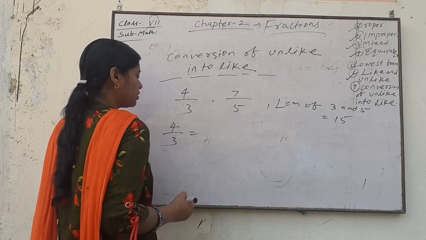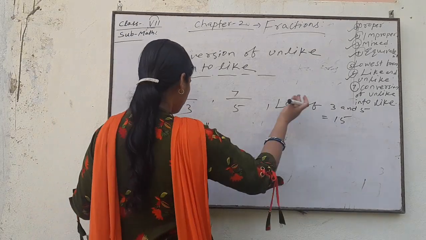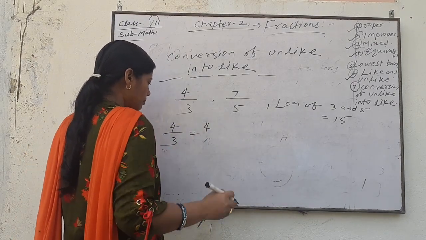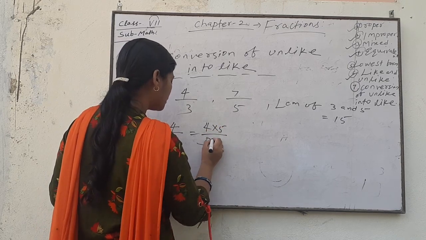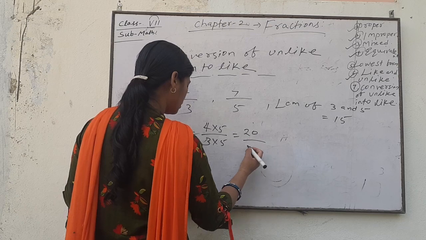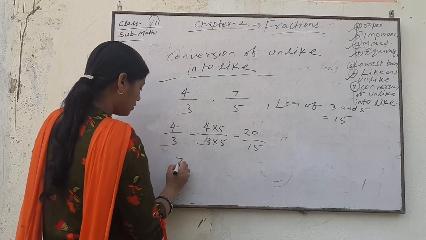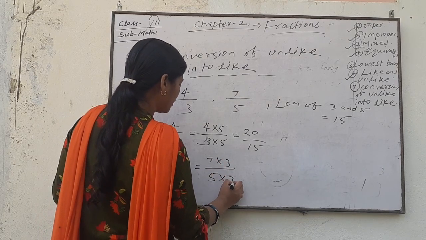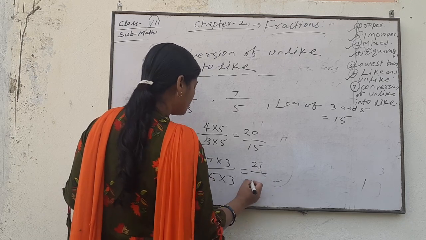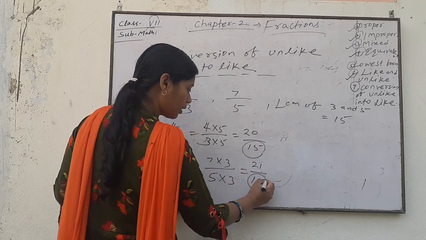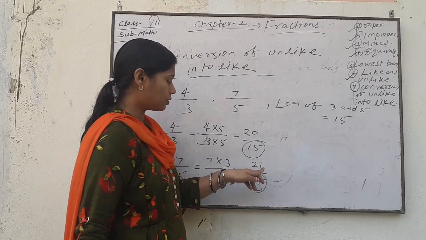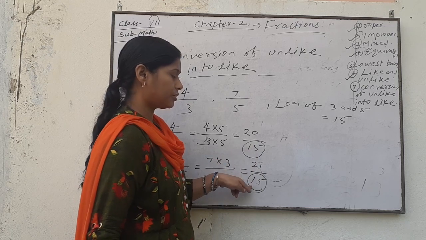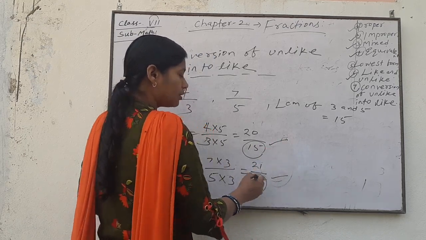4 by 3: 15 divided by 3 is 5. Now multiply 5 in both numerator and denominator. This is 20 by 15. 7 by 5: 7 multiply 3 by 5 multiply 3 is 21 by 15. Now look here, 20 by 15 and 21 by 15. Both fractions have the same denominator. Both fractions are like fractions.